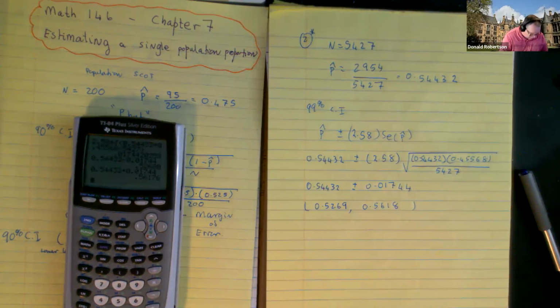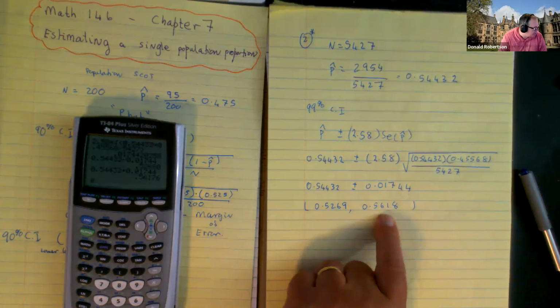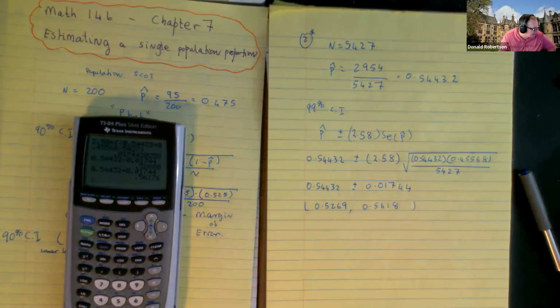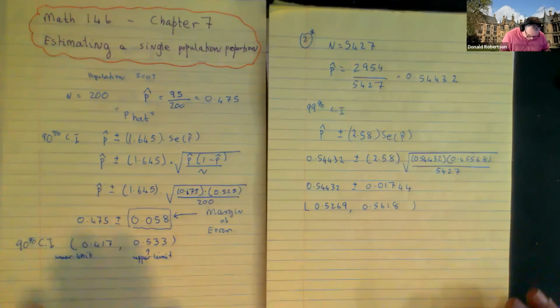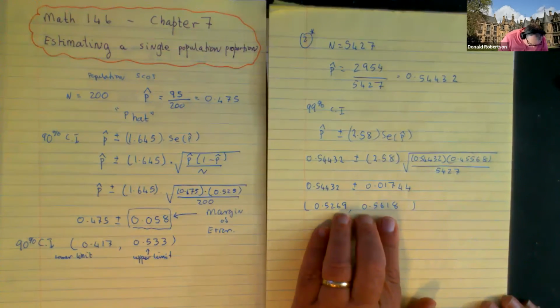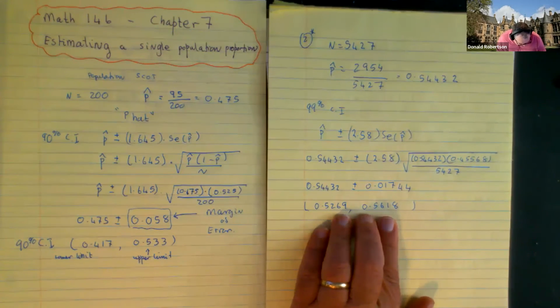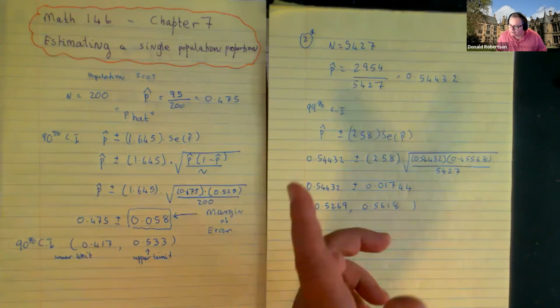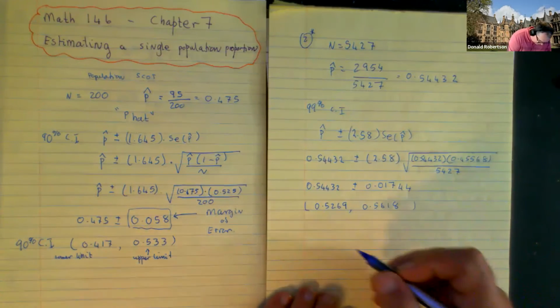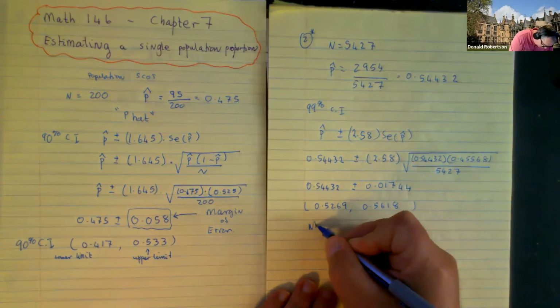Now, lower limit would be this number, upper limit would be that one, and we're pretty much done. What could I say? Would you agree that there's evidence that more than half of the physicians do pro bono work? In fact, you could say at least 52%, 52% or more, for sure. Now, when can you actually do this?